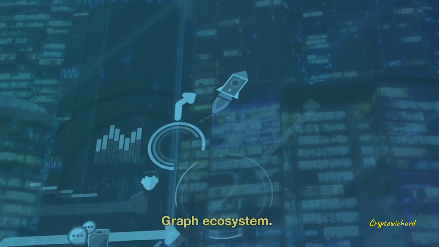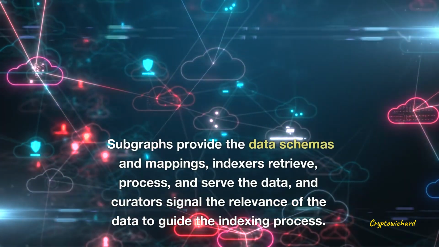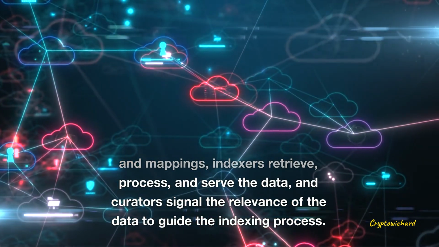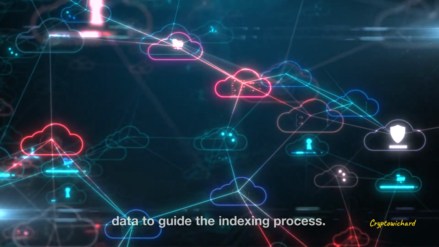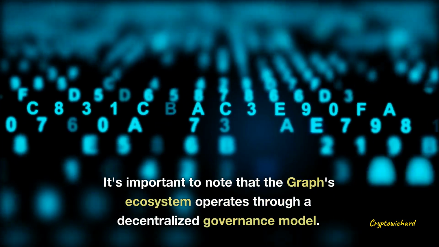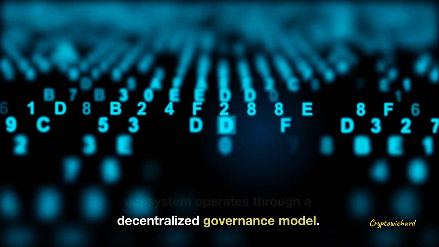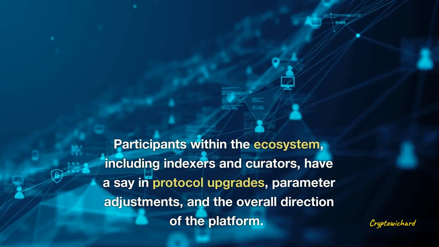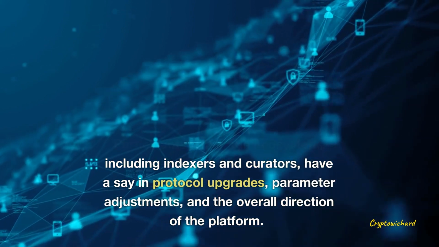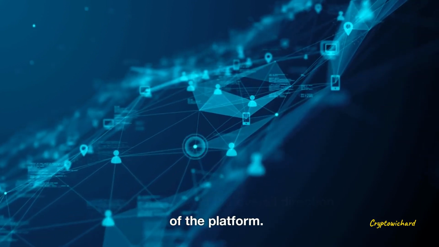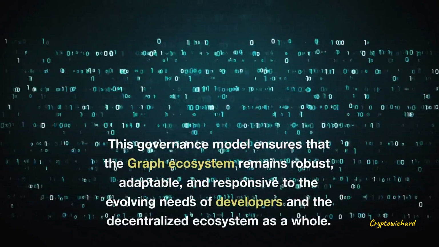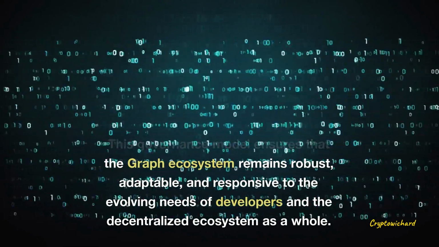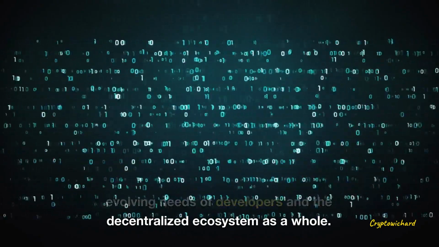The collaboration between subgraphs, indexers, and curators creates a decentralized and efficient data querying system within the Graph ecosystem. Subgraphs provide the data schemas and mappings, indexers retrieve, process, and serve the data, and curators signal the relevance of the data to guide the indexing process. It's important to note that the Graph ecosystem operates through a decentralized governance model. Participants within the ecosystem, including indexers and curators, have a say in protocol upgrades, parameter adjustments, and the overall direction of the platform. This governance model ensures that the Graph ecosystem remains robust, adaptable, and responsive to the evolving needs of developers and the decentralized ecosystem as a whole.